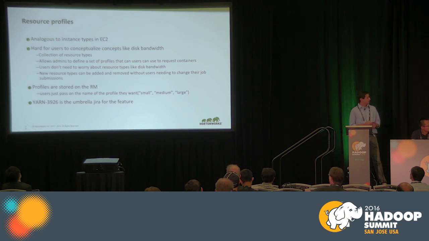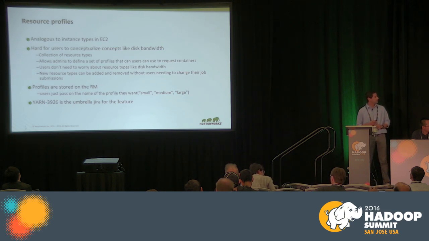For those of you who are interested, YARN-3926 is the umbrella Jira for the feature. It actually covers both resource profiles and resource types, and there are some patches that have been committed to a branch. We're still working on it.